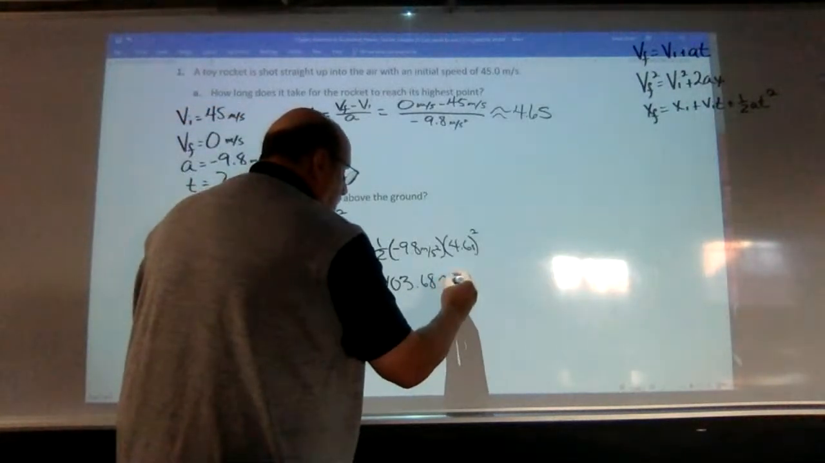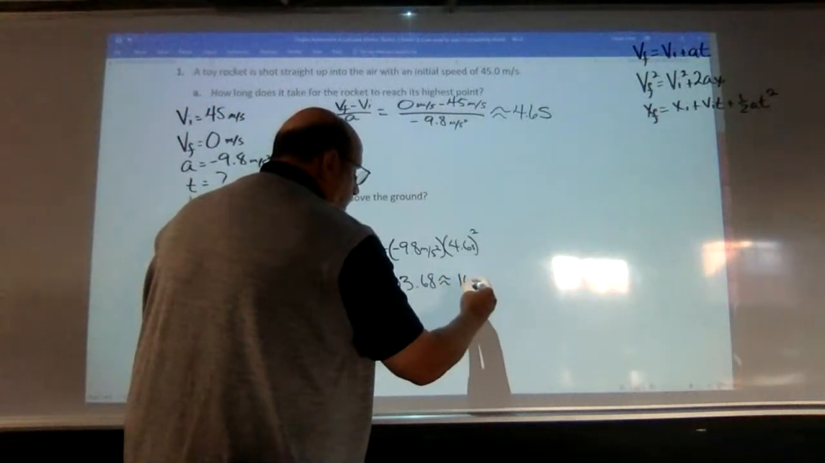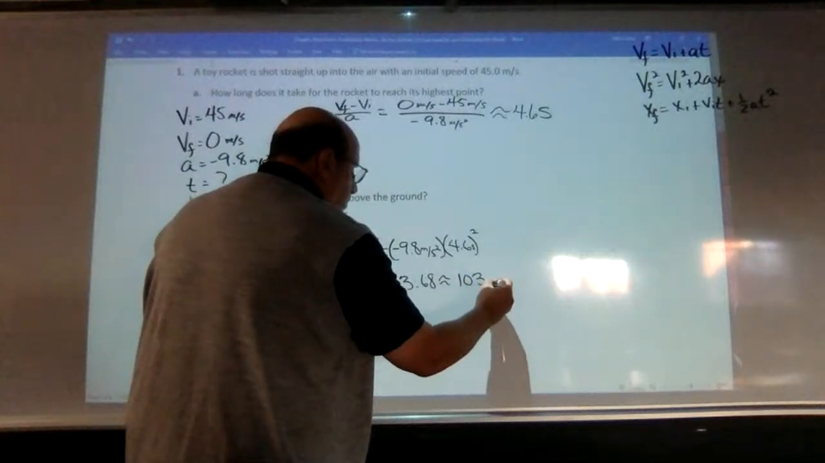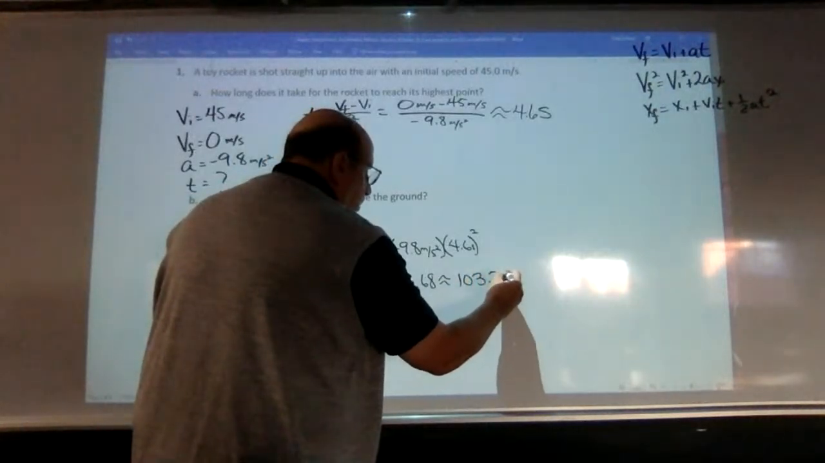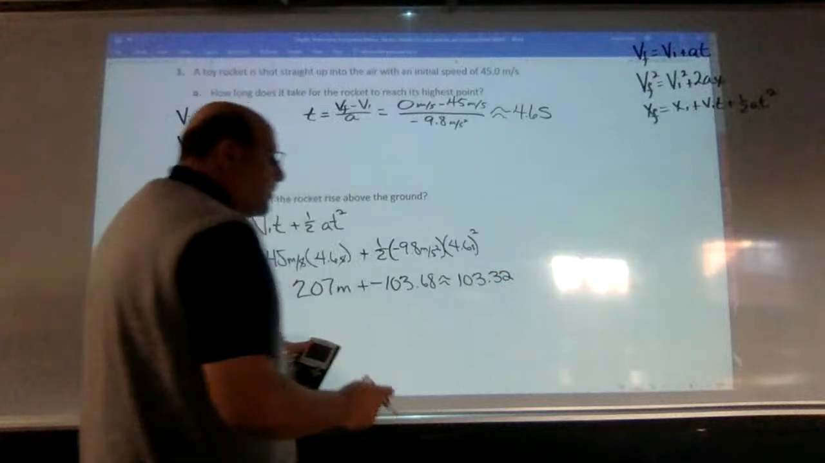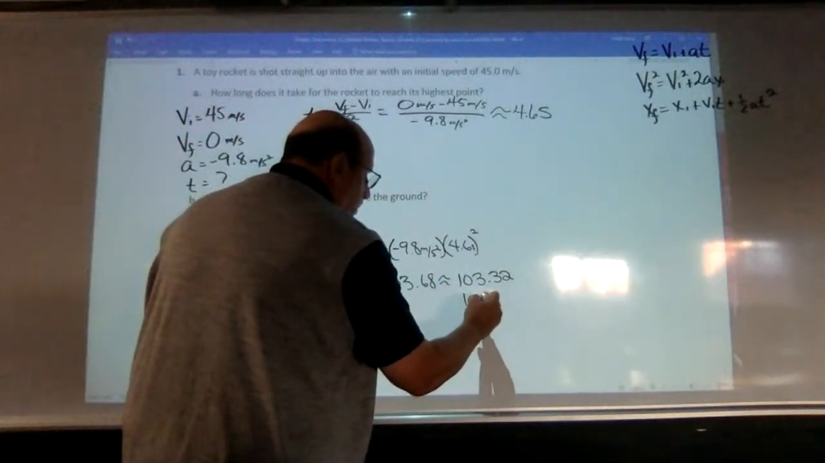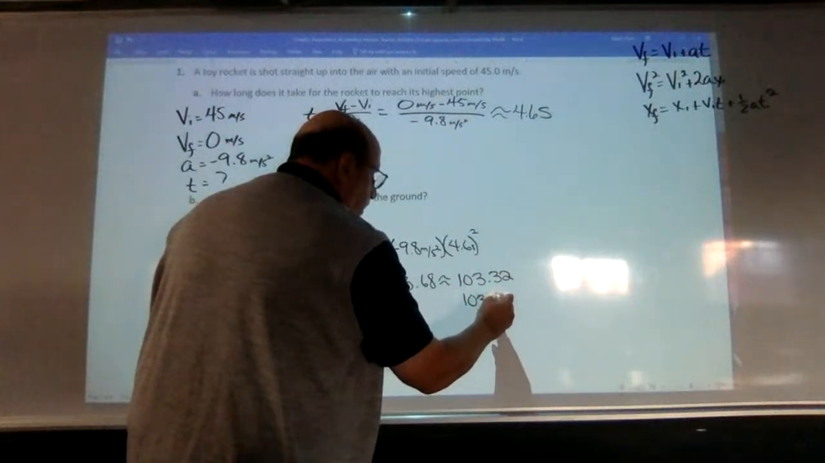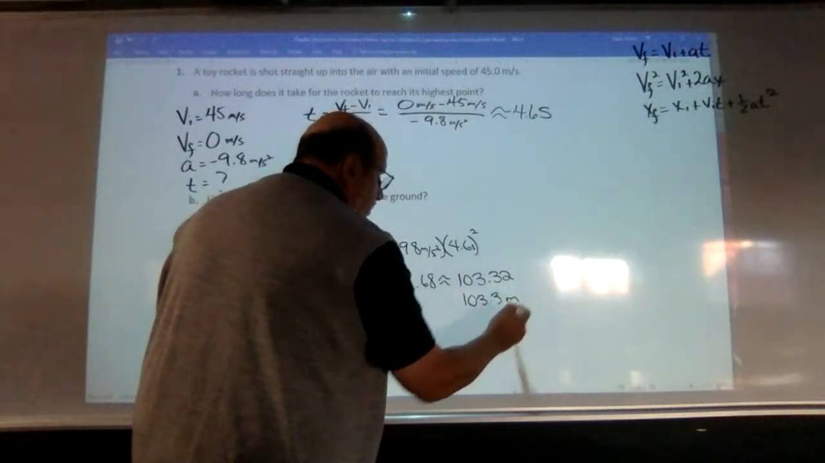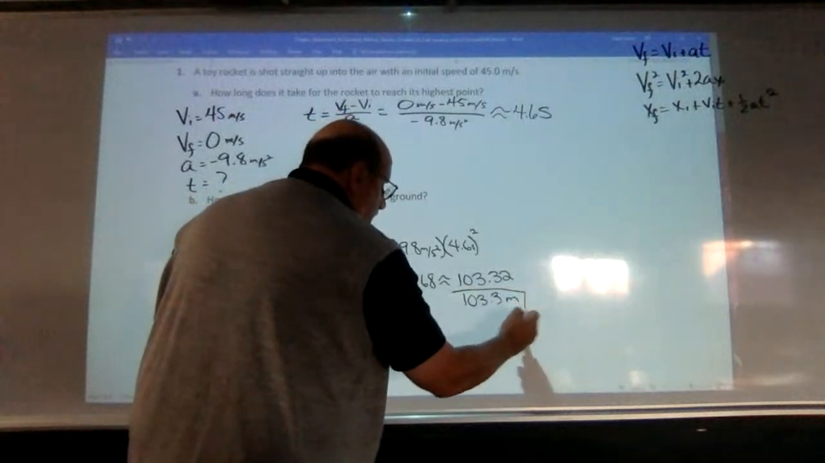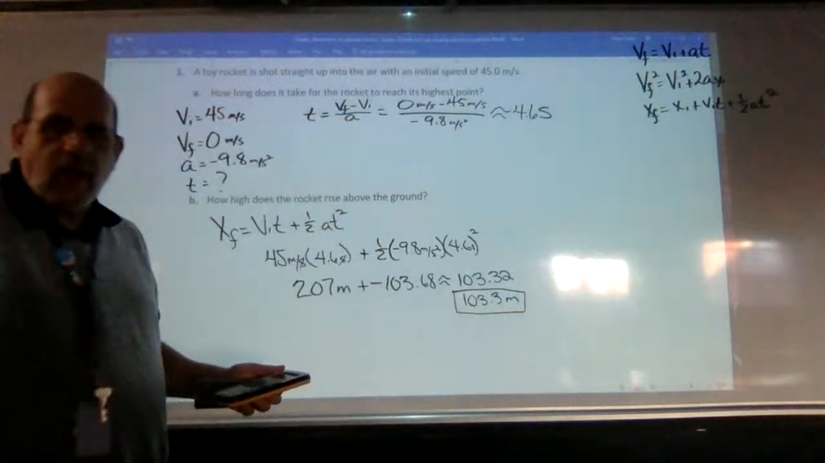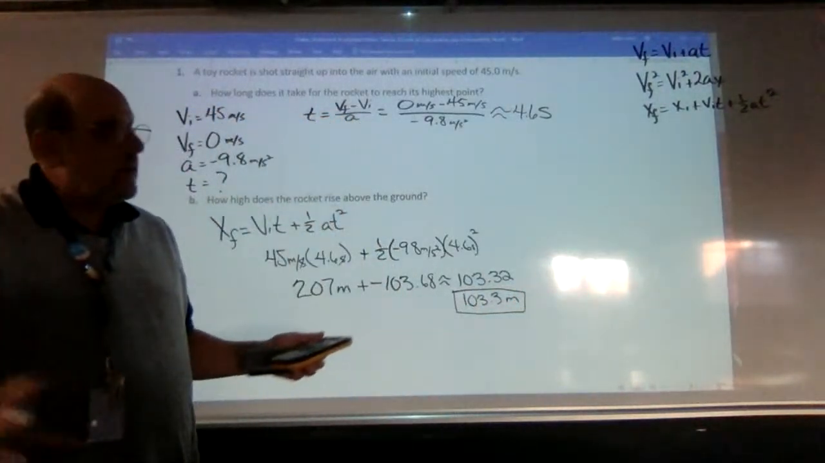we get just about 103 meters and 32 hundredths, right? So we would say it's 103.3 meters. Yay! Okay, I know this is long, keeps going.